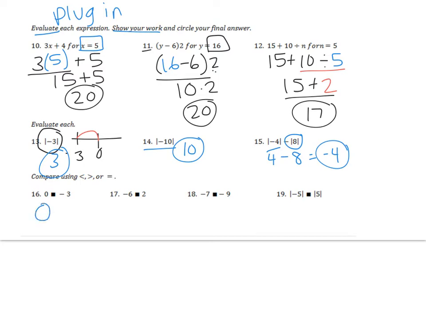So 0 is greater than negative 3. 0 is greater, so 0 has 2 dots on it. Negative 6 and 2, 2 dots to 2. So the symbol is like this. It's less than. Negative 7 is greater, so that's going to have 2 dots. And then 5, absolute value of negative 5 is 5. That's 5, so they're equal.